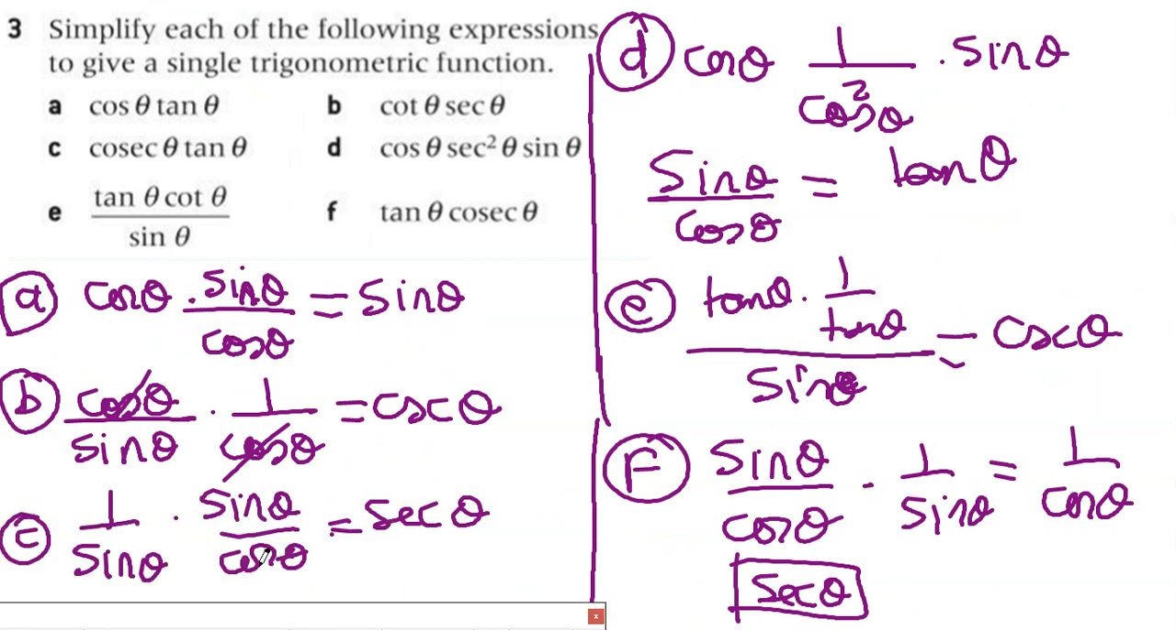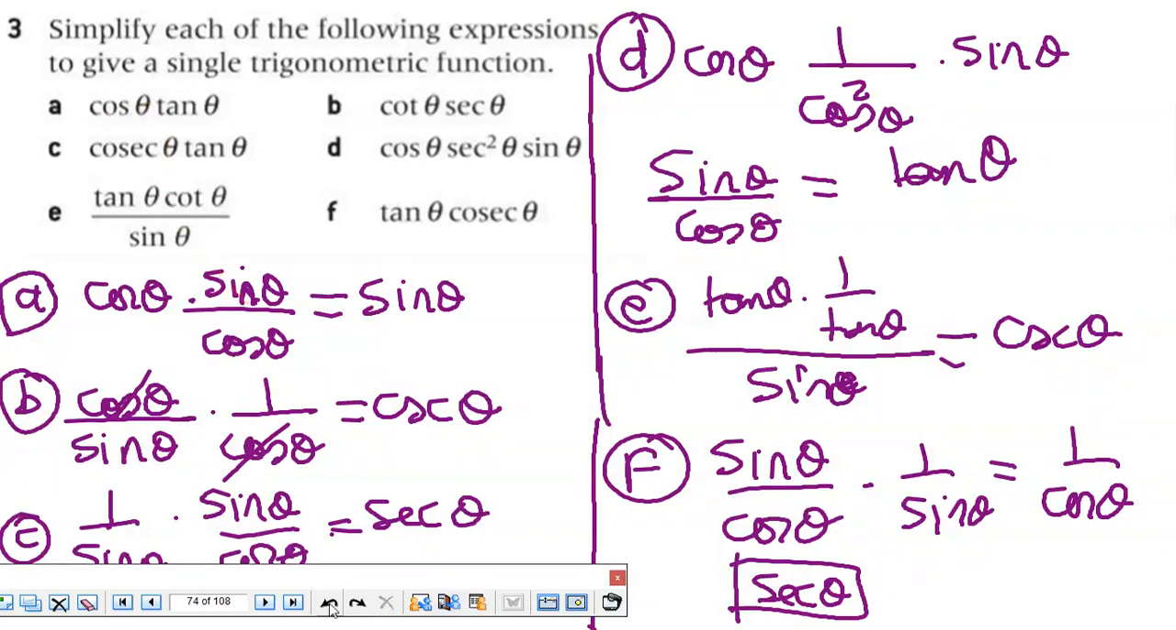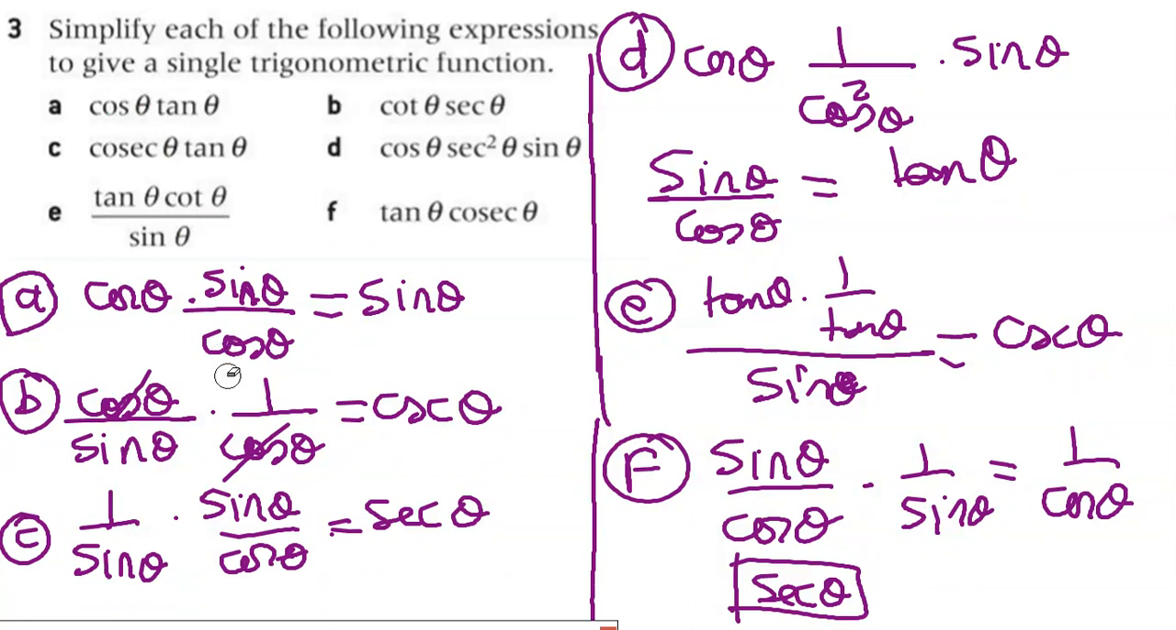Simplify each of the following expressions to give a single trigonometric function. It means the answer should be one trigonometric function: sine, cosine, tangent, cotangent, secant, or cosecant. So we need to memorize the formulas. Cosine theta times tangent theta. We know cosine, we cannot do anything with cosine. Tangent is sine over cosine. So if I replace it and then simplify, the answer will be sine theta.